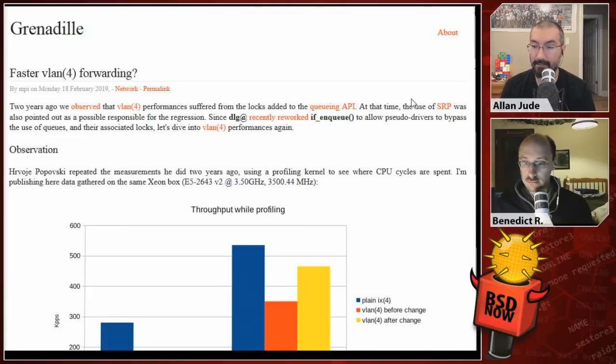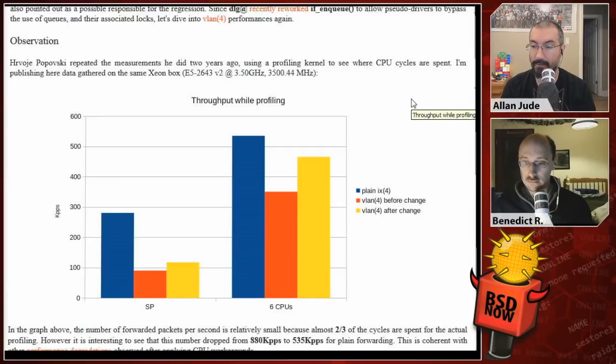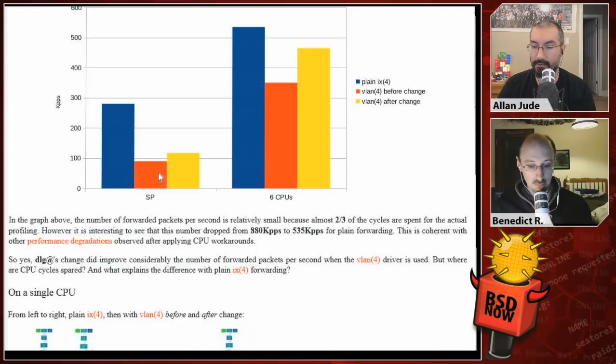So here we repeated the measurements we did 2 years ago using a profiling kernel to see where CPU cycles are spent. I'm publishing this data gathered on the same host, an E5 2643 v2, which is 3.5 gigahertz. And they actually show graphs for both the single-threaded and the 6 cores, and show that before and after the change, you can see that suddenly VLANs have a much smaller penalty. Good.